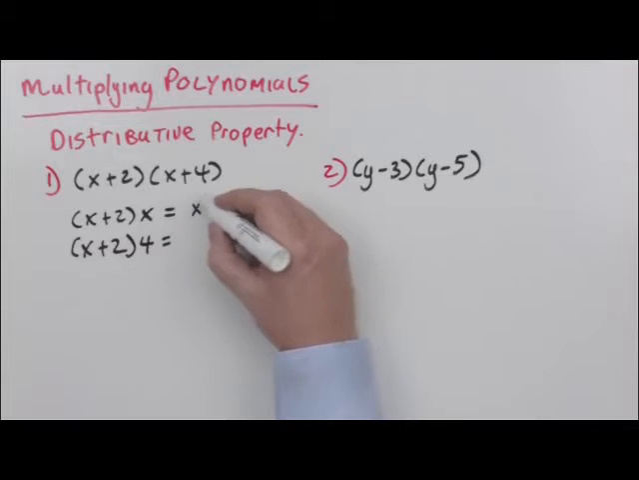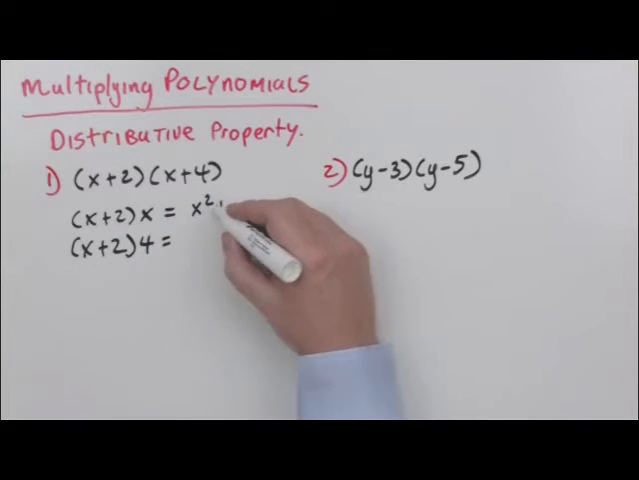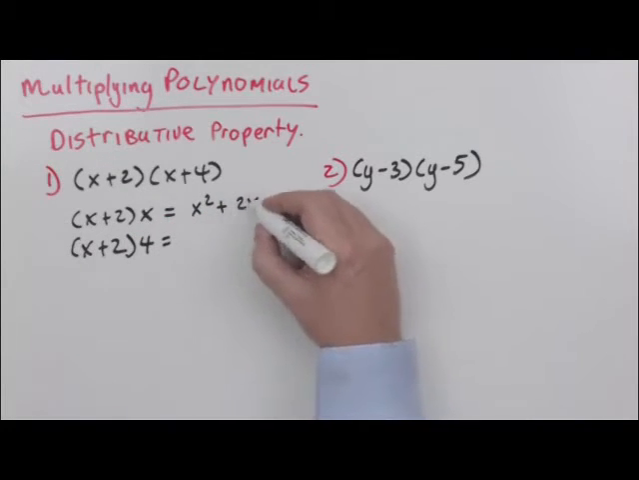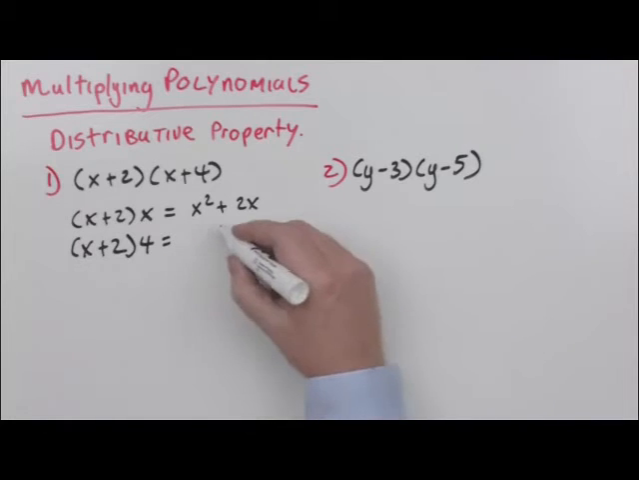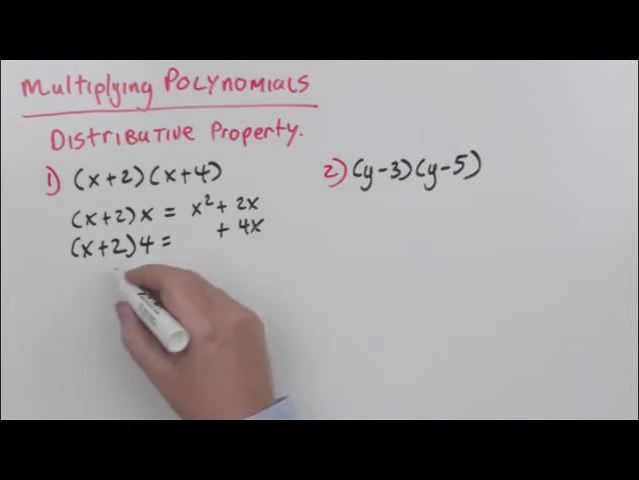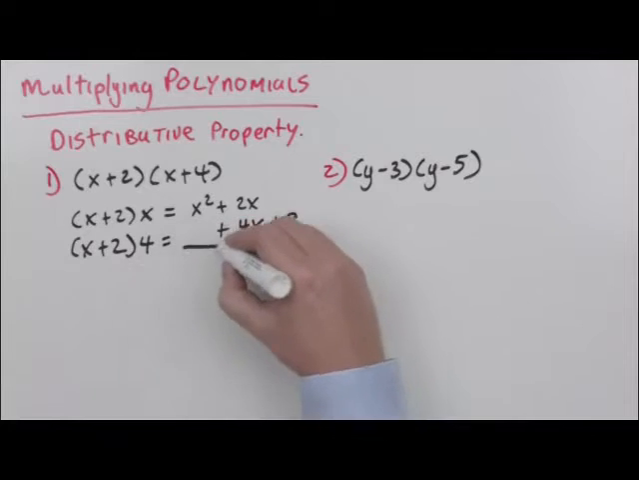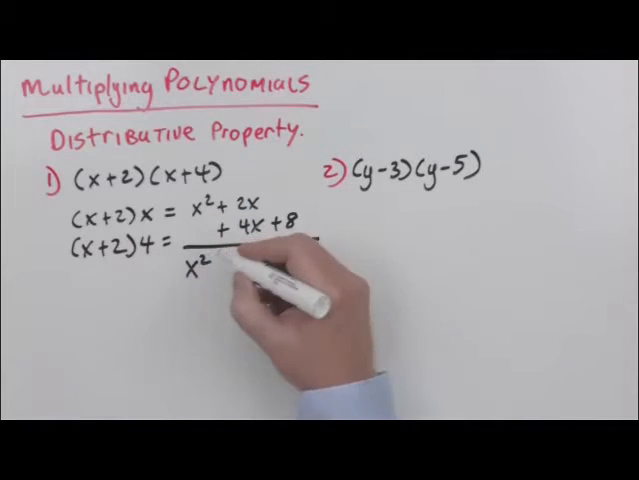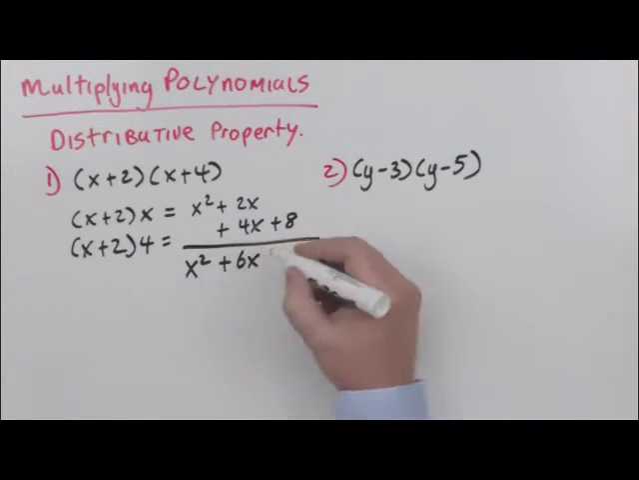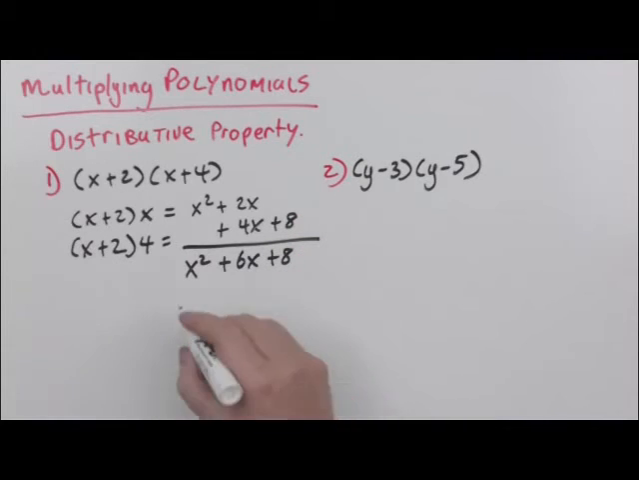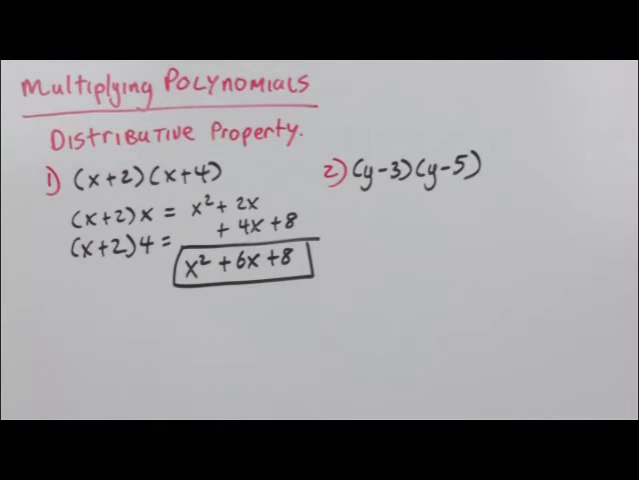That would be x times x is x squared. X times 2 is 2x. Great. Let's see, 4 times x is 4x, right under the common term, and 4 times 2 is 8. Let's add these together. X squared plus 6x plus 8. Great, let's look at our next one.